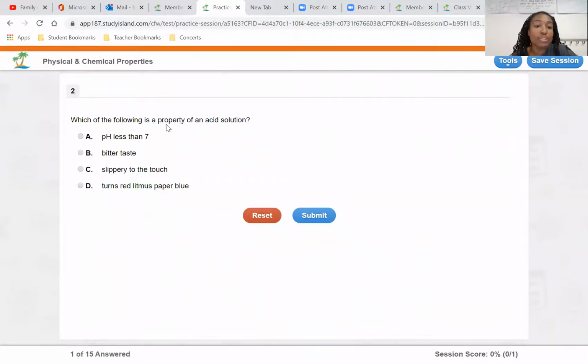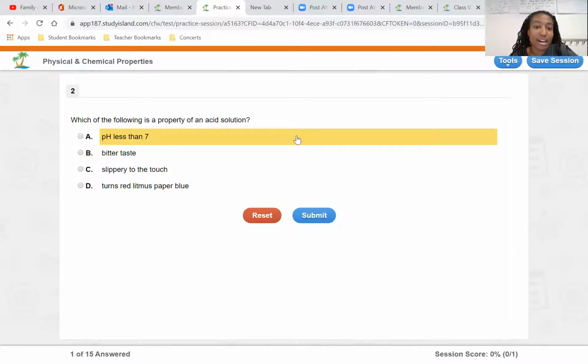I go in here, which of the following is a property of an acid solution? Acid solution, I want to guess again, let's see. I didn't read all the lesson, but if you read it, you probably would know the answer. Maybe you might know. pH less than 7. Bitter taste. Slippery to the touch, turns red litmus paper blue.